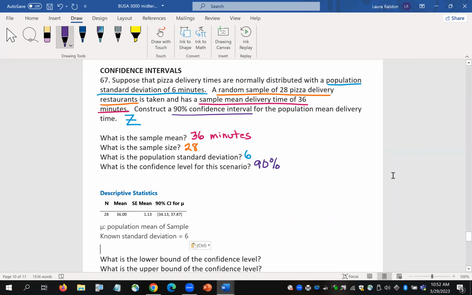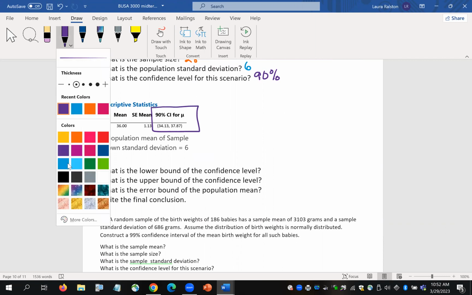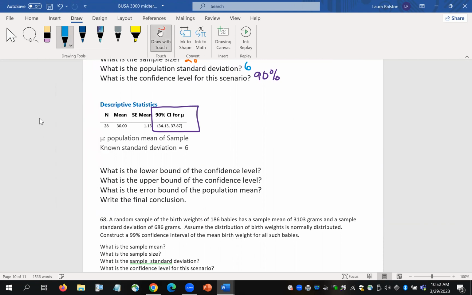this printout. On that printout, I have my lower bound. Remember, my confidence interval is out here at the end. The first number in the interval, the lower bound, is 34.13. The upper bound is the second number. It's 37.87.